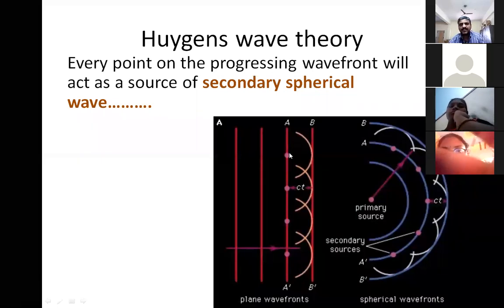So I'm just picking up 4 different points. These 4 points will act like secondary spherical wave sources. From each and every point, you are going to get a spherical wave in the forward direction. As the wave is propagating towards the right, I try to draw circles with some radius. With what radius should I draw?